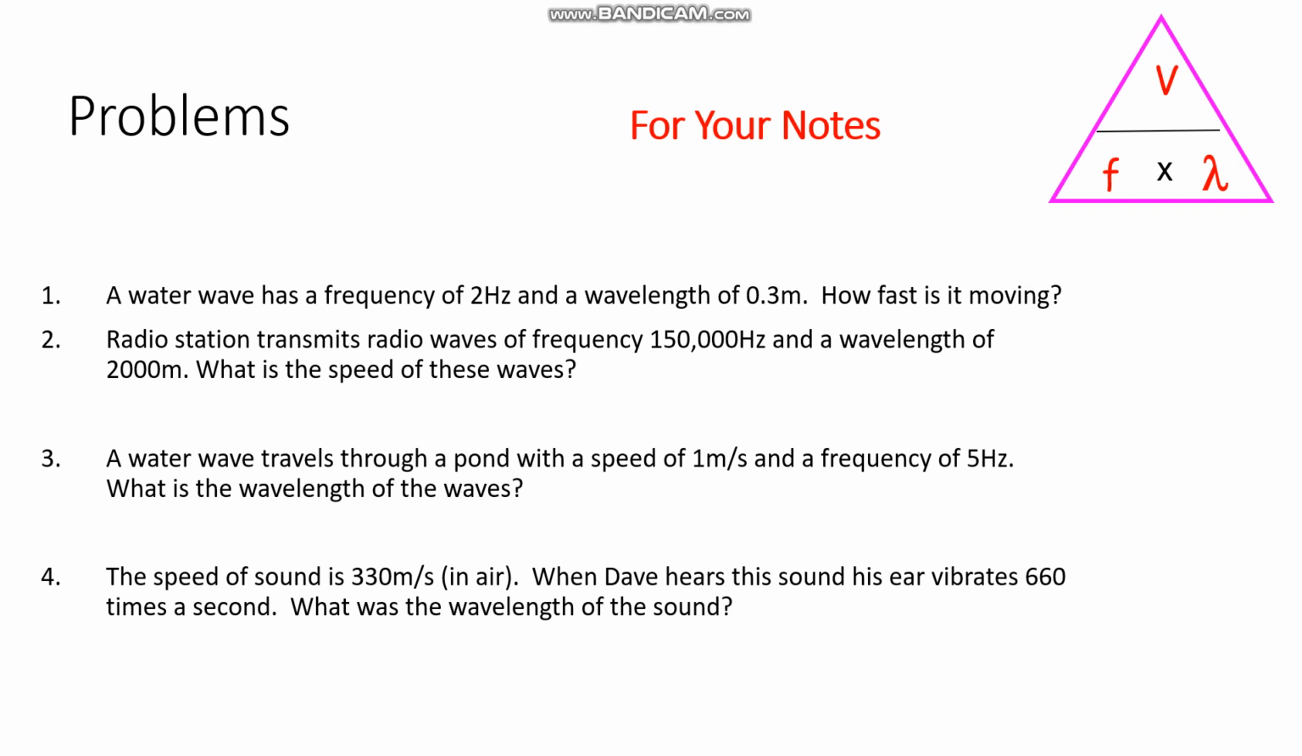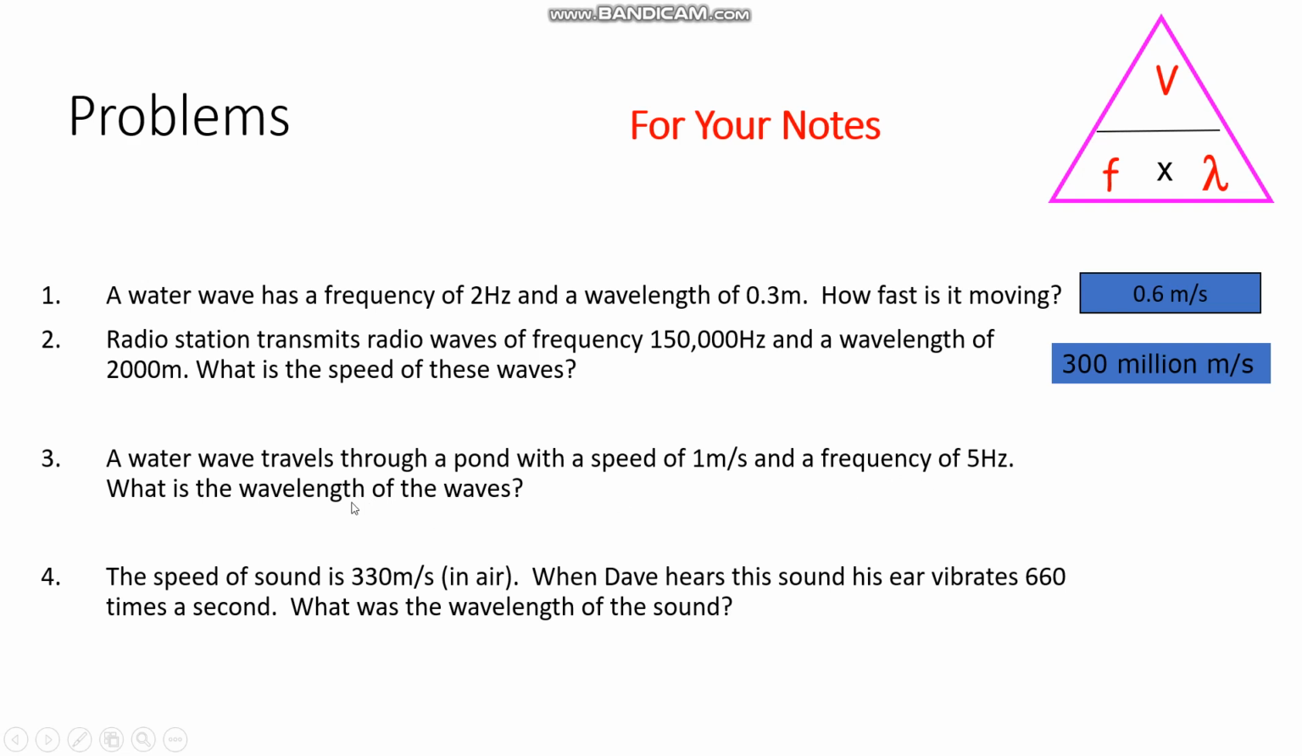Okay, solutions then. First one, V equals f lambda, wave speed equals frequency times wavelength. That should give you a very slow answer of 0.6 meters per second. Likewise, this one here. Now the answer to this, 300 million meters per second, is really significant. We'll come to see why a little bit later in the course.